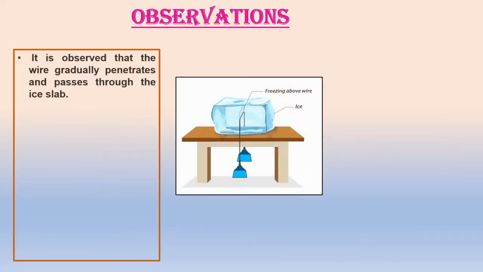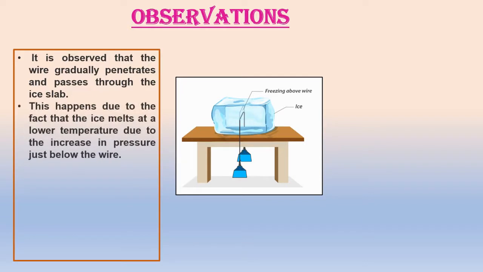The observations from the activity are: it is observed that the wire gradually penetrates and passes through the ice slab. Now in the picture displayed on the screen, we can see that the metal wire has penetrated the ice slab, and then slowly it passes through the slab. But why does this happen? This happens due to the fact that the ice melts at a lower temperature due to the increase in pressure just below the wire. So these weights are connected to the two ends of the metal wire.